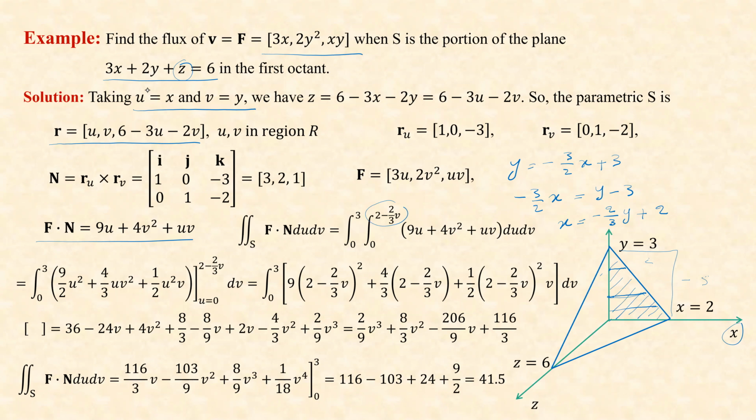Where did you get r_u and r_v? R_u and r_v, right? This is from here. R means partial of this r with respect to u and with respect to v. With respect to u becomes 1, 0, and negative 3. With respect to v becomes 0, 1, and negative 2. Okay?